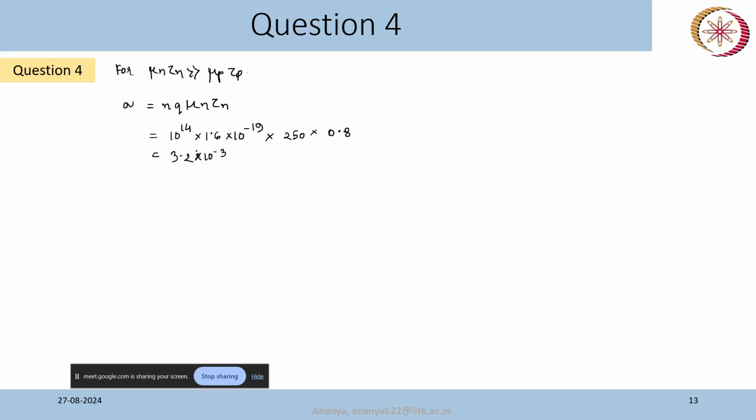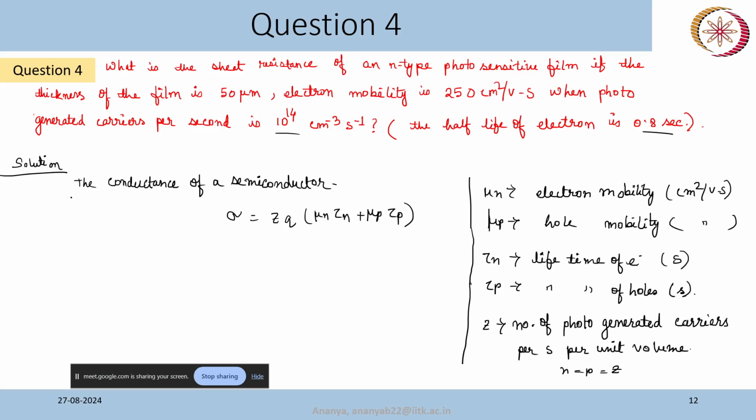What is the unit of conductance? It is ohm inverse centimeter inverse, right? Siemens per meter is the unit of conductance. So we can write it as ohm inverse per meter inverse, but because everything is in centimeter, the unit is ohm inverse centimeter inverse. Okay. Now what is sheet resistance? We have to calculate the sheet resistance of the film.